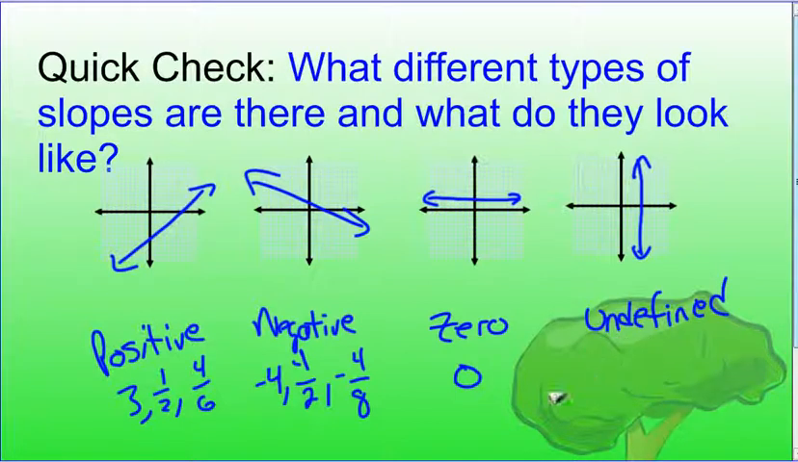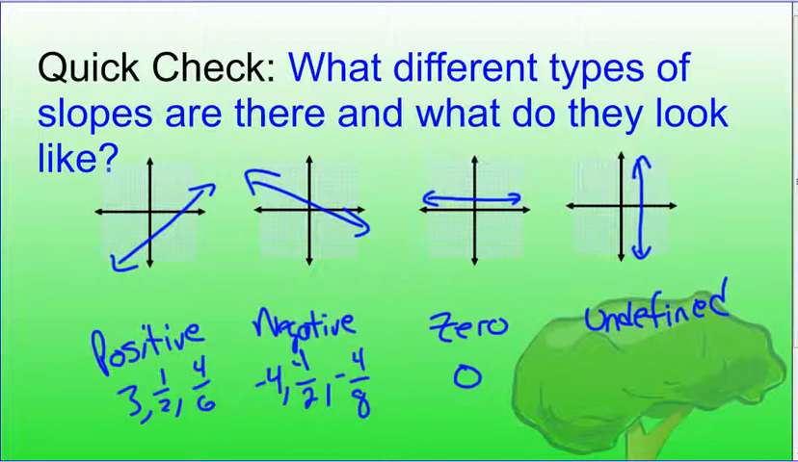Okay? So it is undefined. It is straight up and down. It does not have a slanty. You cannot walk across this. All these other guys, you're walking uphill, positive. Walking downhill, negative. You're walking perfectly flat, not up or down, you're walking at 0. This guy, you cannot walk on unless you're Spider-Man, and you're not. So this guy is undefined. It does not have a slope.